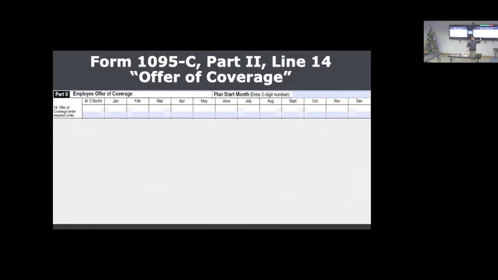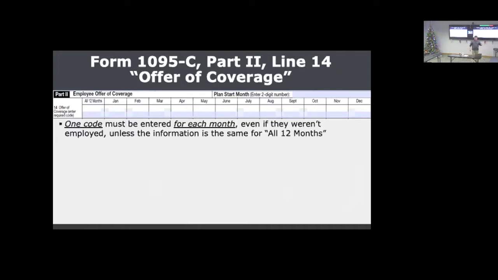It met the qualifying offer standard. It didn't meet the qualifying offer standard. We didn't offer anything. This is the line where we're making that clear to them for each month, or if it's static, then we can put it in all 12 months. You must, again, have a different code if even one of the months is different, and you can't use the all 12 month box. The question of the offer means who could enroll, not who you will pay for. We'll talk about why that is hugely significant, but we get this question every year.